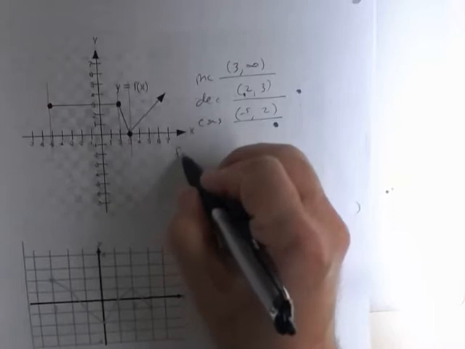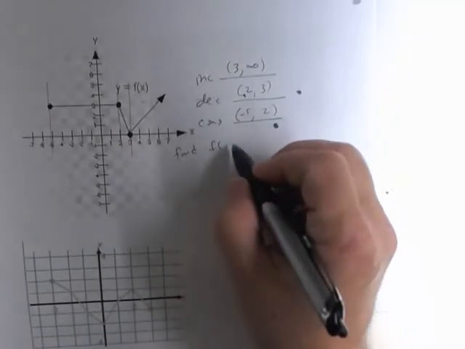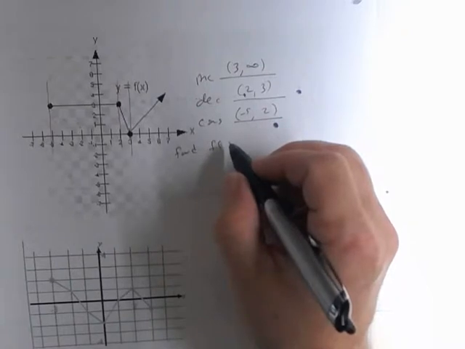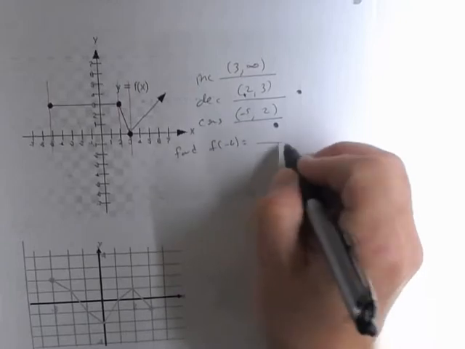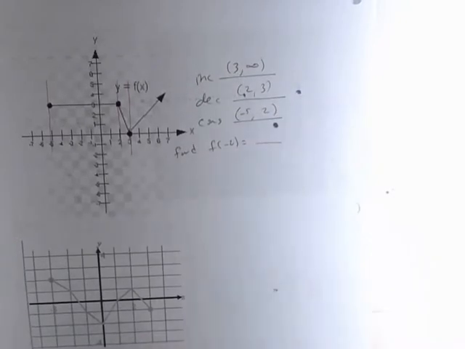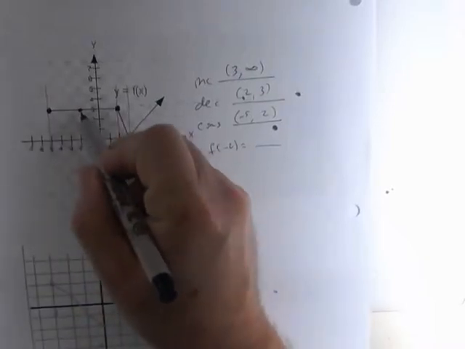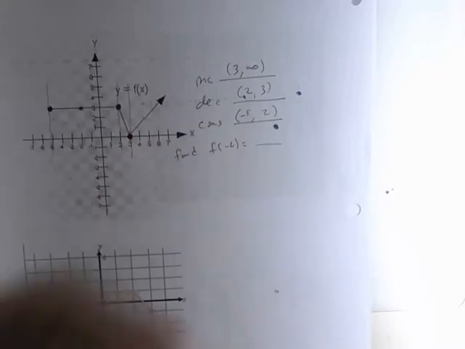Let's try to do that. Suppose you want to find f of, I don't want to estimate here, so let's do f of -2. What's f of -2? 3. So remember, f of -2 is this one right here. So here's -2, here's the point. So that y value is what? 3.